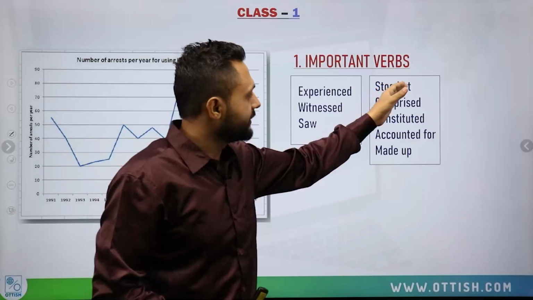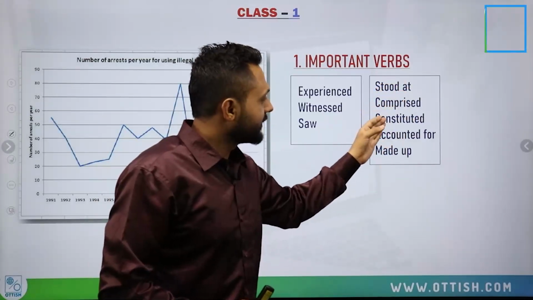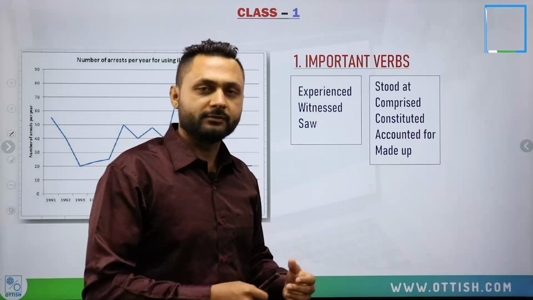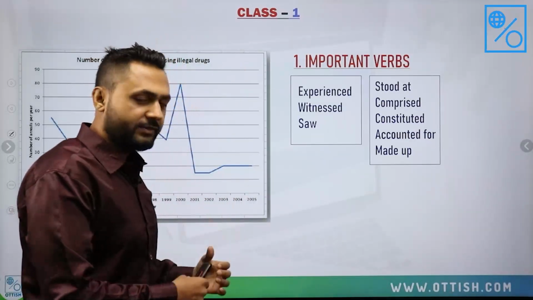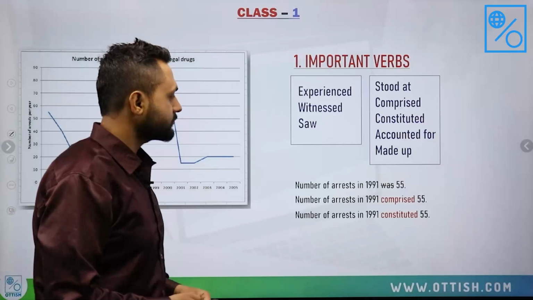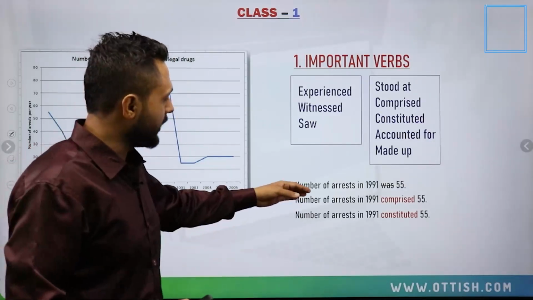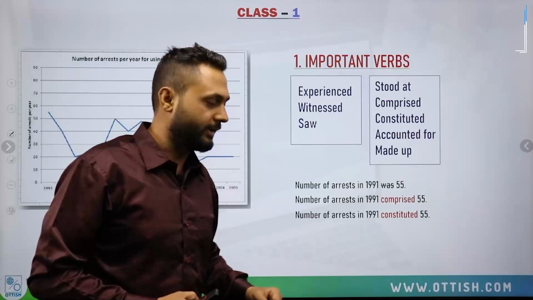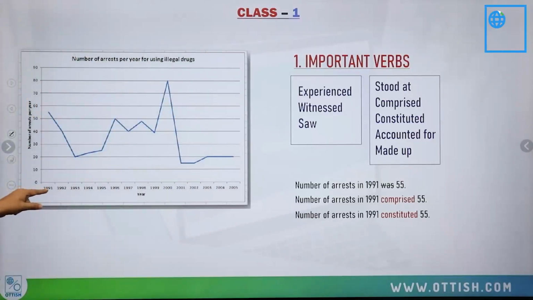So there are some verbs: stood at, comprised, constituted, accounted for, made up. These are the advanced verbs that you must use in your writing task 1 answer. Let's see. So what you do is you write in this way: number of arrests in 1991 was 55. Let's see, in 1991, this is 1991, if that is not clear to you, it is 55. Here we have the point, it is 55.